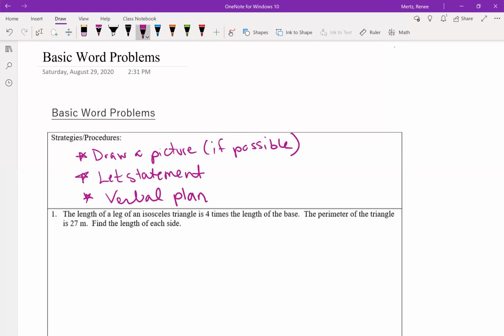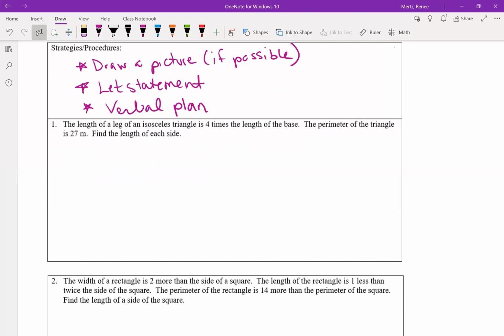This first example will be one that we can draw a picture for. The length of the legs of an isosceles triangle. First let's pause there. Isosceles triangle. As soon as I see that, I know I can draw a picture. If you remember what isosceles means, it means two legs are the same and the base is different.